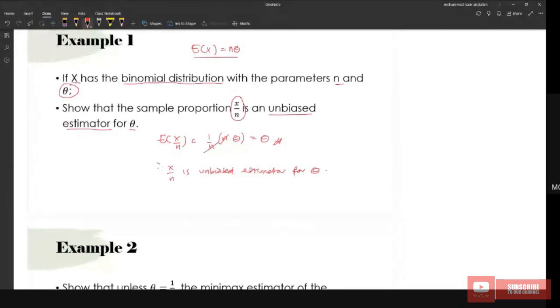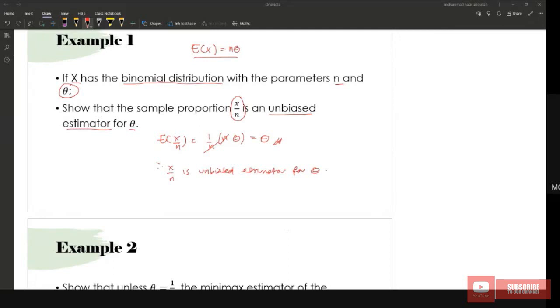So for example number one, are you clear? Right. If you want to find an unbiased estimator, you need to find the expected value of theta hat, and it should be equal to theta. Right. So for example number one, are you clear?